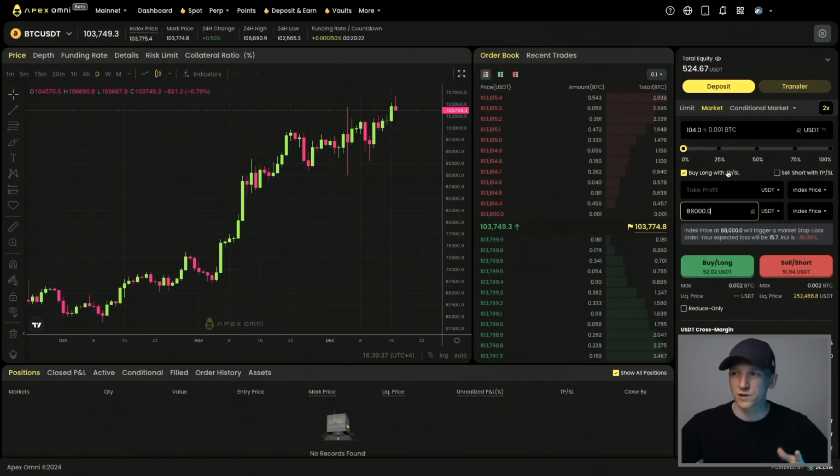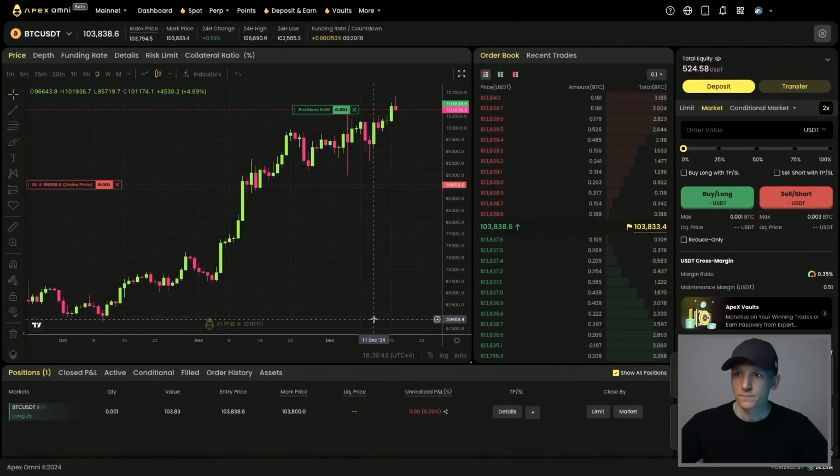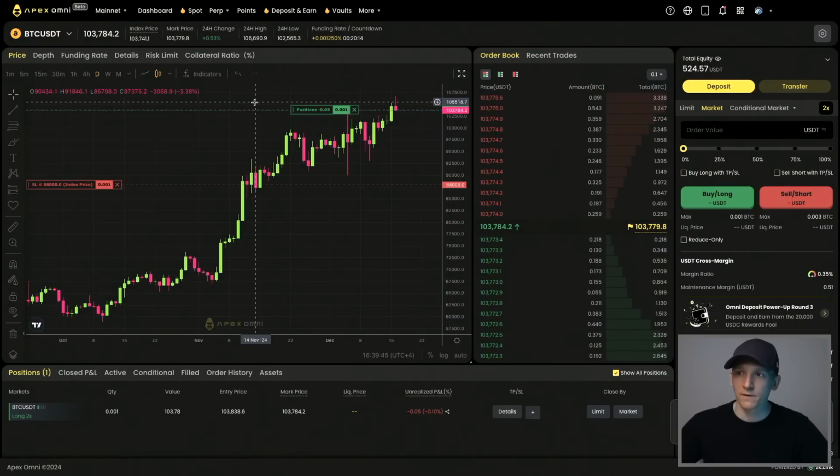So market order, I'll just show you to get this open here. So I'm using $100, so 2x leverage. That would be the stop loss. So I'm going to buy long, confirm, and that's in. Now you can see on Apex, you have your position and your stop loss here. Now you let the trade ride out.